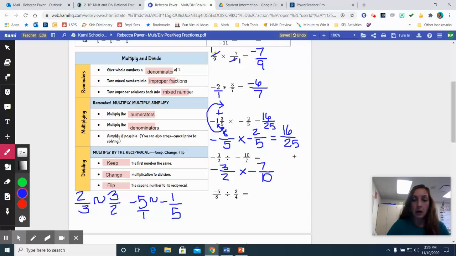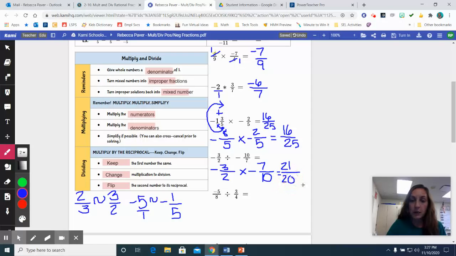I'm looking at cross-canceling, and I see that 3 and 10, the only factor is 1. 2 and 7, the only factor is 1. So we cannot reduce this in the problem. And I will just multiply across, but I'm going to pay attention to the signs. I've got a negative times a negative. The answer is going to be a positive. 3 times 7 is 21. And 2 times 10 is 20.